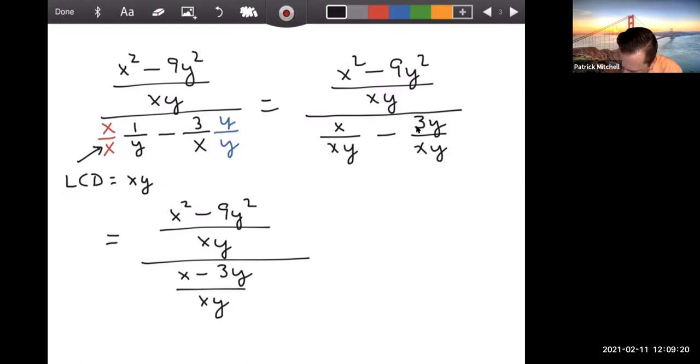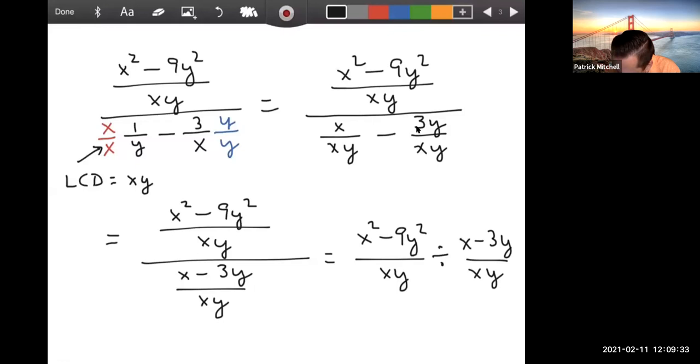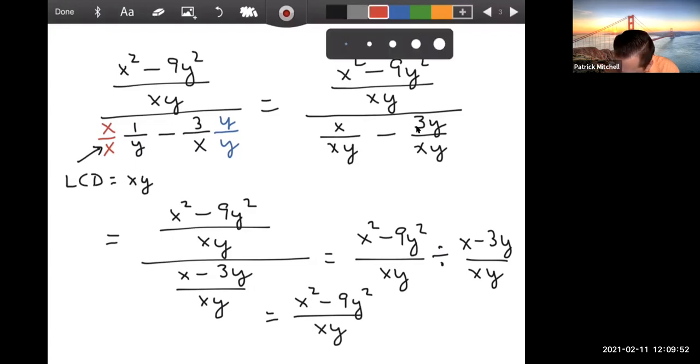So let's write that as x squared minus 9y squared over xy divided by x minus 3y over xy. What do you think? You think I can squeeze this answer in on this screen? Let's see. Write that as multiplication. No, I don't think I can. Okay, so we're going to flip that second one and change it to multiplication.